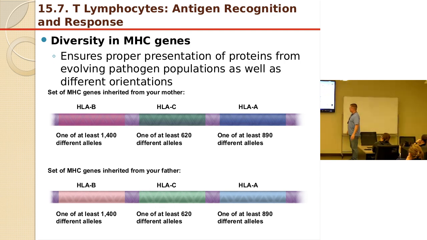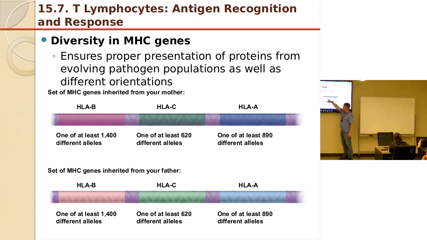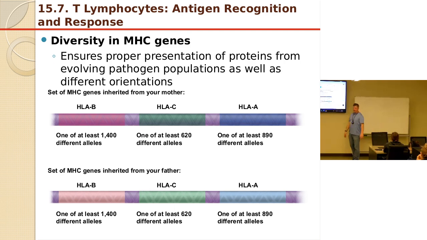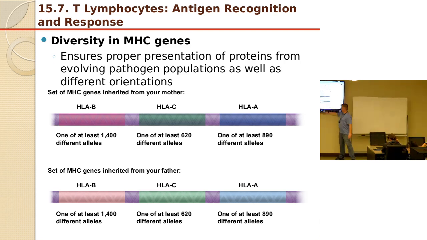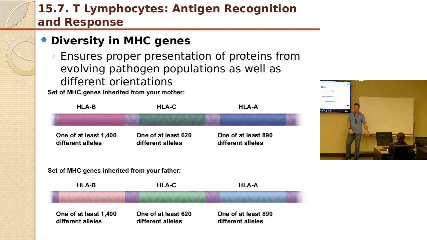So here, for our HLA-B gene, 1,400 different possibilities that you could inherit from your mom. 620 different possibilities for gene C. Gene A has 890 possibilities. Hopefully, even if you're not strong in math, you're recognizing having that many different possibilities just inherited from mom. You're only going to inherit one of those. You only get one of the 1,400, one of the 620, one of the 890. But when you do that math, that number becomes extraordinary for somebody else to inherit that same pattern.